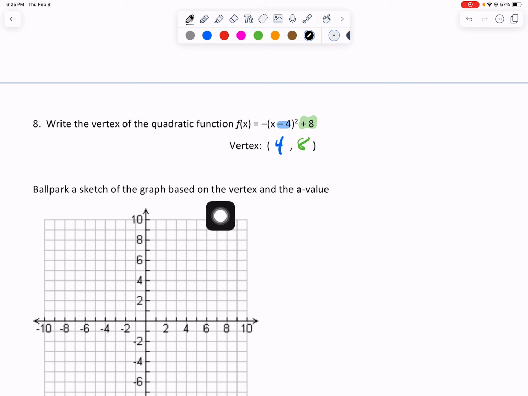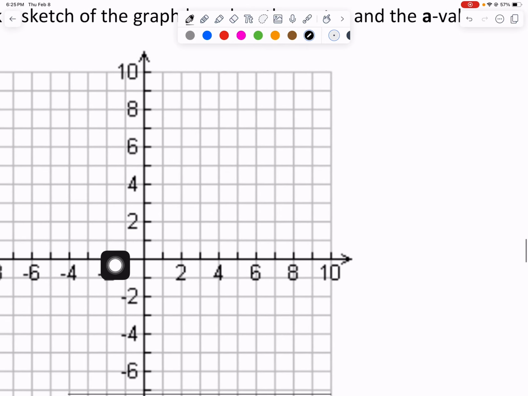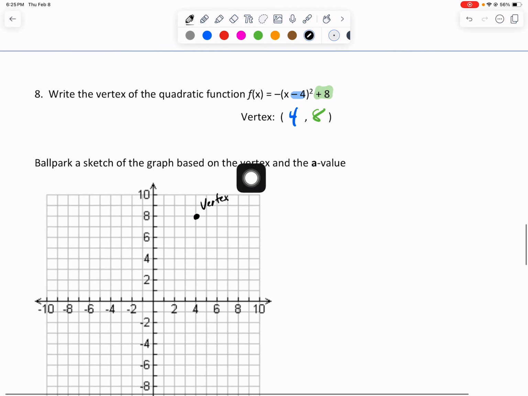Ballpark a sketch of the graph based on the vertex and the A value. All right, if our vertex is (4, 8), let's just start at (0, 0). Let's go 4 to the right, and let's go up 8. Perfect. Now let's plot that point. That right there is your vertex. But ballpark it based on the vertex and the A value. What is our A value? Yes, our A value is -1.